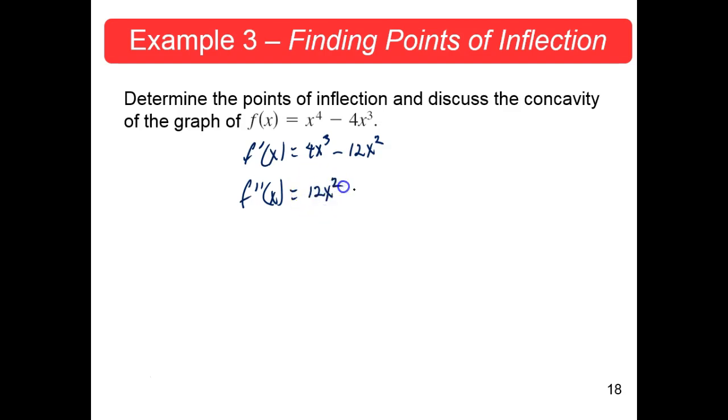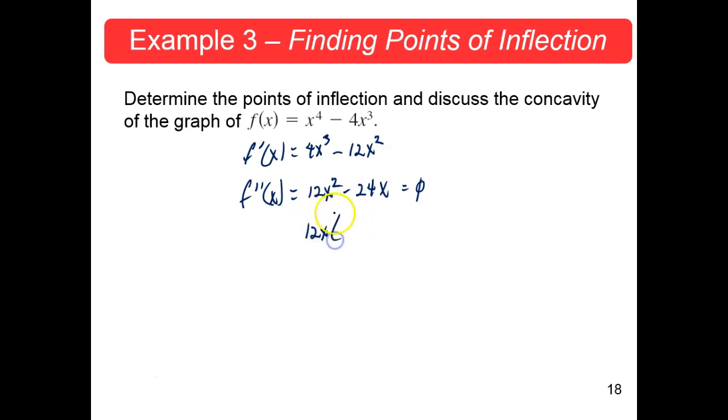12x squared minus, what's that again? 24x. Now, what do we do with that? Why would we want to factor? Because we're going to set it equal to 0. The two things we're interested in for that second derivative, the points of inflection, we want to see any places where it's 0 or doesn't exist. So the first thing we're going to do is set it equal to 0, and now we factor so we can solve that equation. And how would that factor?